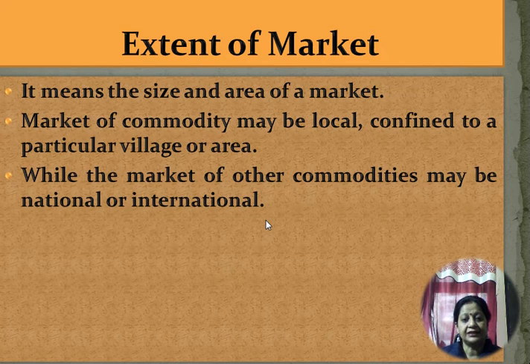So that is known as a market. While the market of other commodities may be national or international, it depends on the commodity in which the buyers and sellers are dealing, whether it is within the national boundaries of a country or outside the boundary of a country. That means we are talking about international.